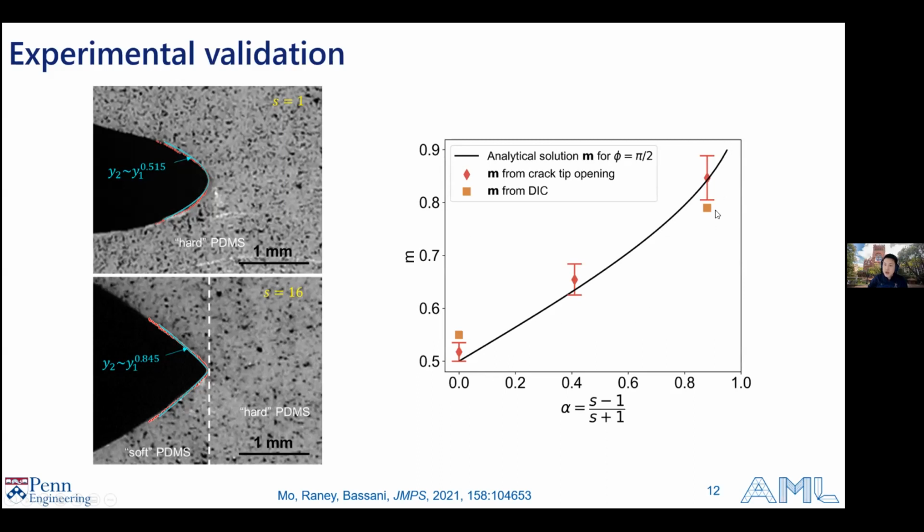We can also extract this n from the DIC of these. That's what these speckles are for in these images. We can extract the coordinates around the crack tip, and we can also extract this n from these DIC fields. We can also see very good agreement with these analytical solutions.